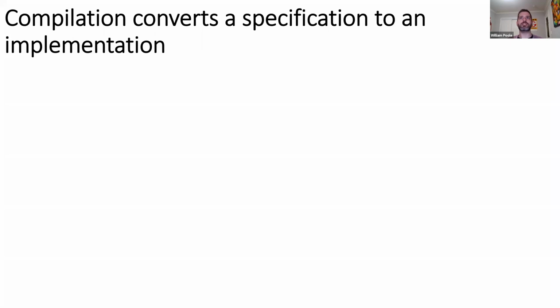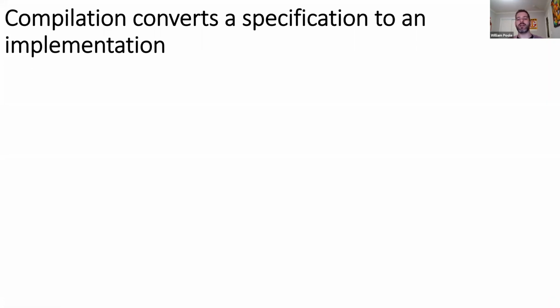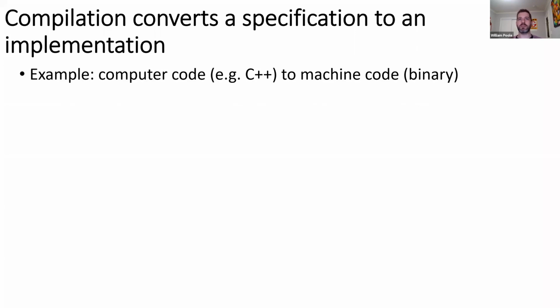So compilation is a way around this. Instead of writing down everything by hand, we can write down an abstract specification and get a very detailed implementation. And this is something that many of you might be familiar with in terms of computer code. C++ takes the computer code you write and compiles it into machine code or binary that your computer reads.